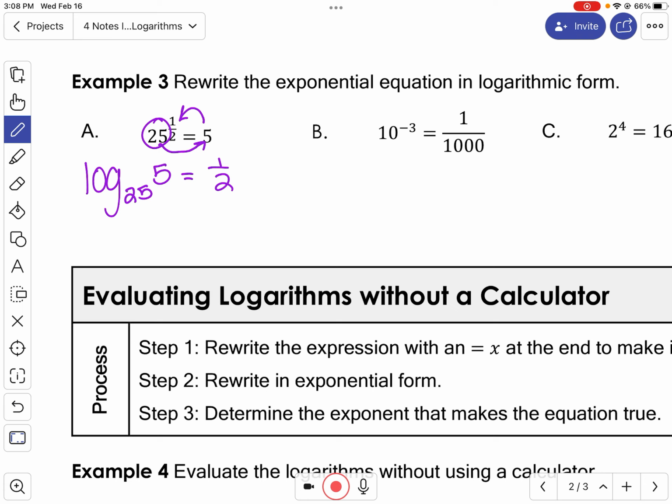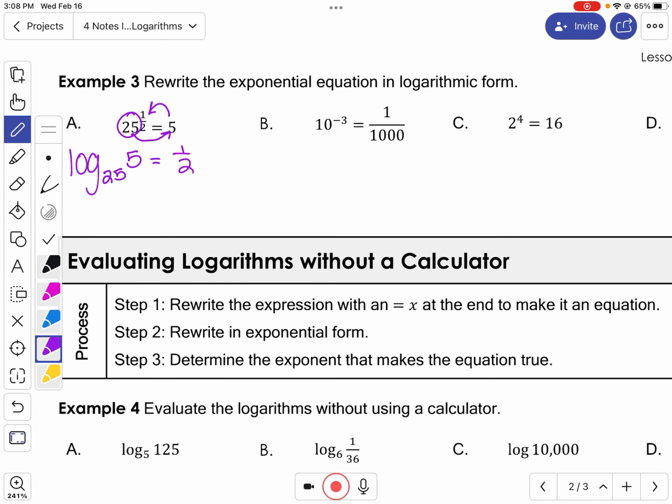So it should be the opposite. So base is 25 to the 1/2 equals 5. So notice it gives me the same thing. So always start with your base. Begin with the base.